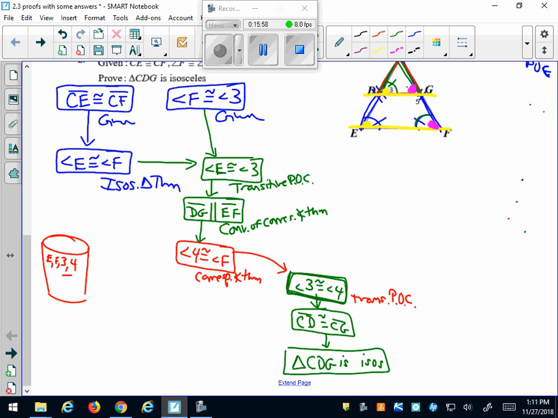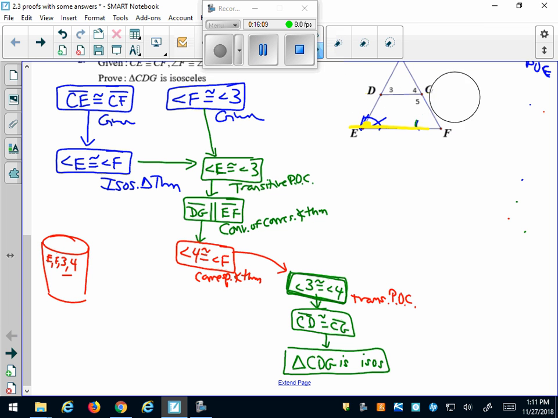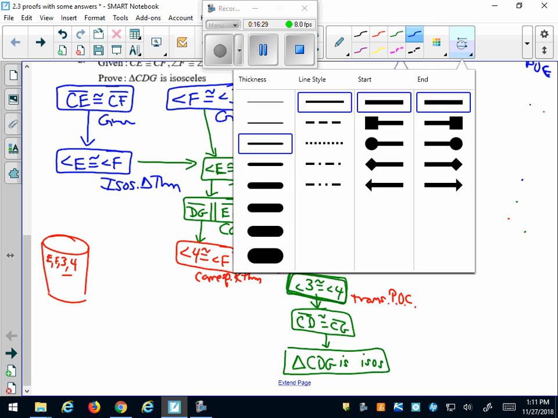All right, so if 3 and 4 are congruent, then we can say the sides across from those are congruent. In this triangle here, actually, let me erase a little bit. So now we know 3 is congruent to 4, so we can say the sides across from those are congruent. What's the reason? CD is congruent to CG. By what reason? Yep. Perfect. Converse of the isosceles triangle theorem.